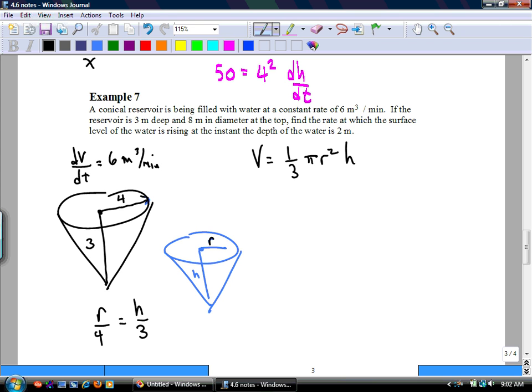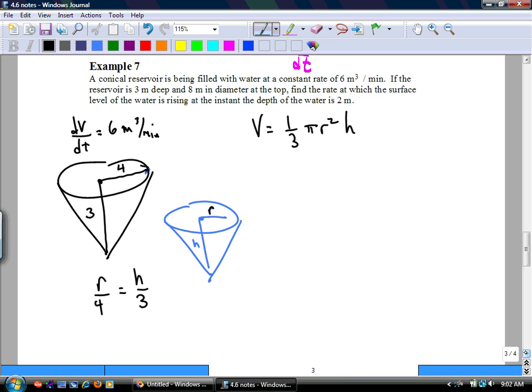So you read the question. It says, find the rate at which the surface level of the water is rising. That is talking about H. I only want that volume formula to have H's in it. So I'm going to solve the formula that I just created in the bottom left corner of the screen for R. So R equals 4H over 3.